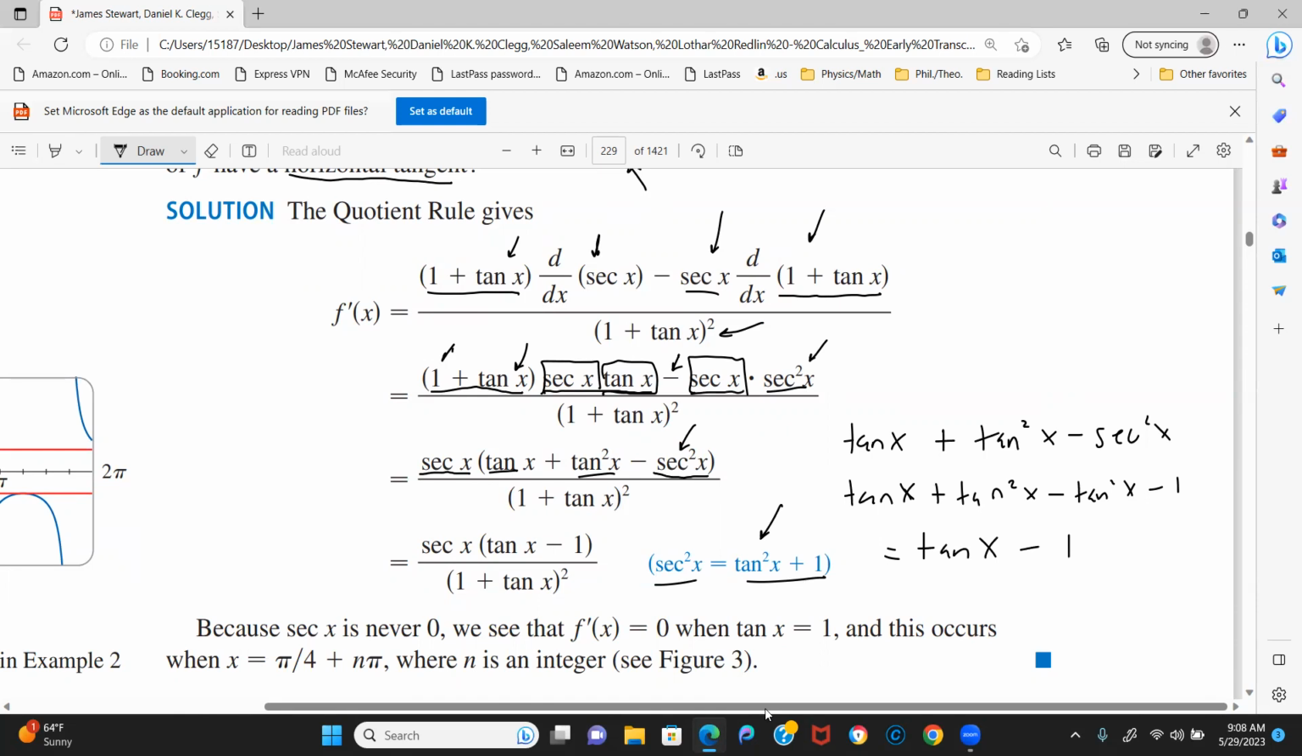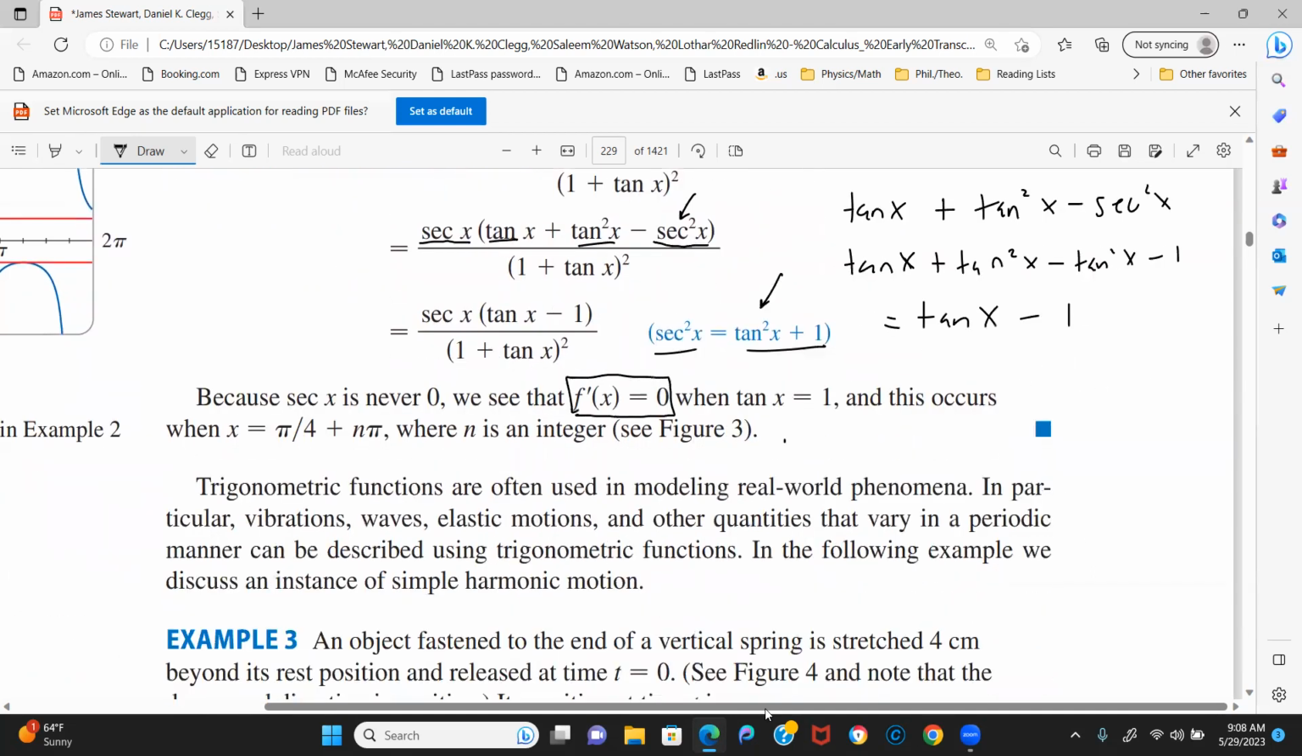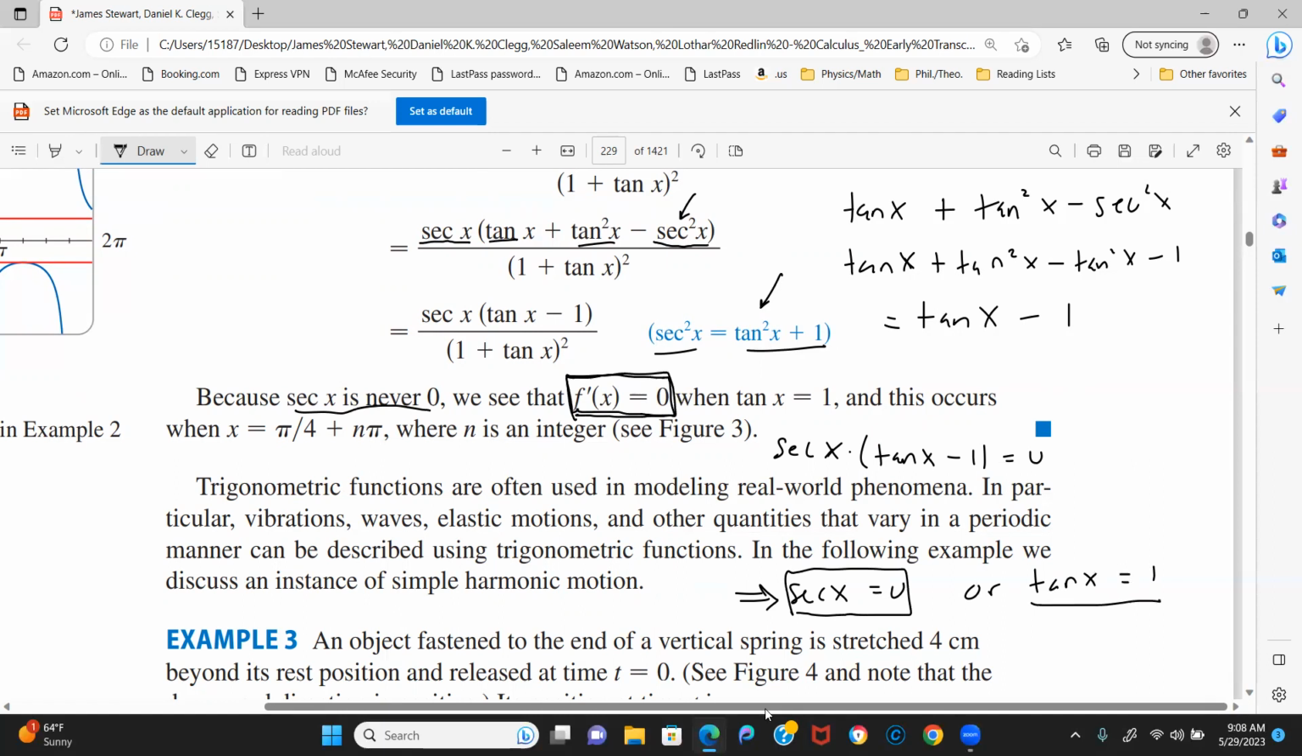Now what we need to do is set the derivative equal to 0. And setting that equal to 0 is the same thing as setting the numerator equal to 0. So we set the numerator equal to 0. So it's going to be secant x times tan x minus 1 is equal to 0. So that's going to imply that either secant x is equal to 0 or tan of x is equal to 1. But as a note in the text, this can't happen. Secant x is never 0. So the only way we can get the derivative equal to 0 is if tan x is equal to 1.